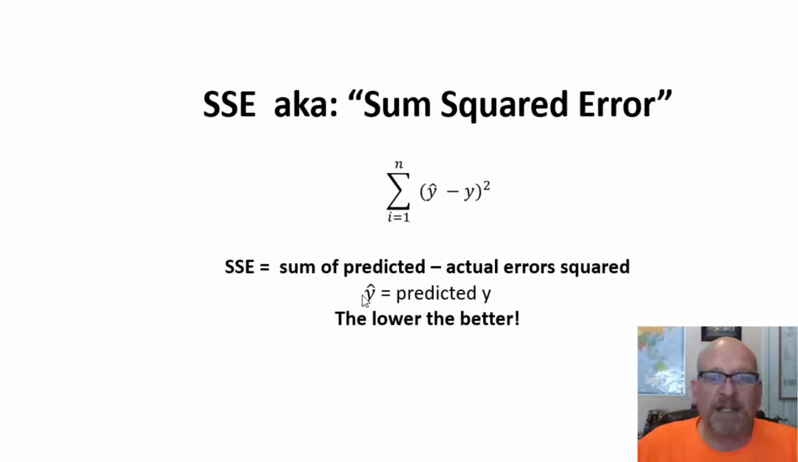Now, in this particular case, lower is definitely better. The lower this value is, the less error you have. It's not subjective. It is the truth. The lower the better, so you want your sum squared error to be as low as possible. Is there any set value? No. This all depends on your data.